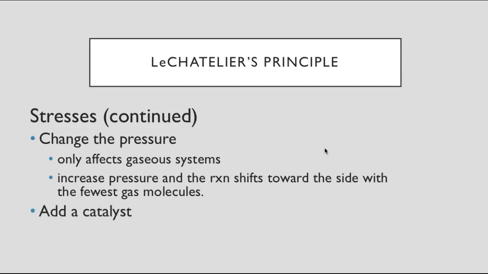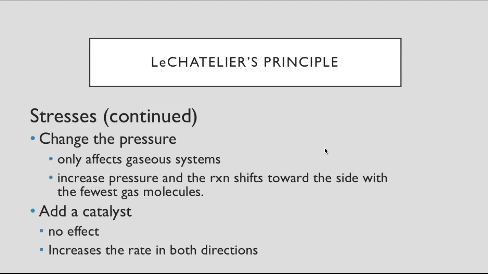The other way you could stress a system, and I don't know if it's really considered a stress, is that you can add a catalyst. Now the catalyst changes the rate of the reaction, but it has no effect on the equilibrium because it increases the rate in both directions. So when you add a catalyst, it's going to increase the rate in both directions.